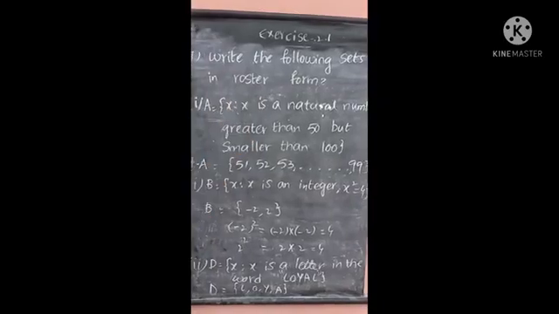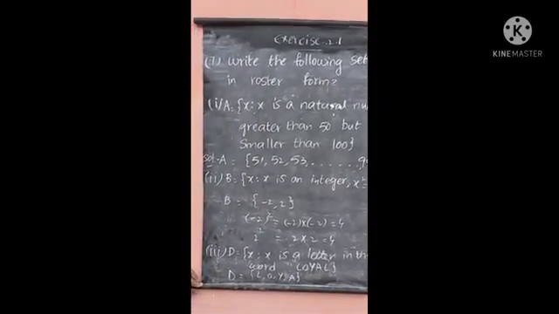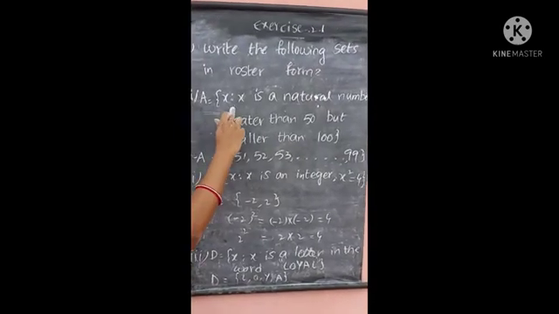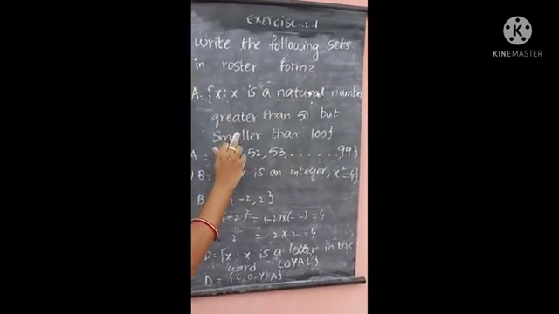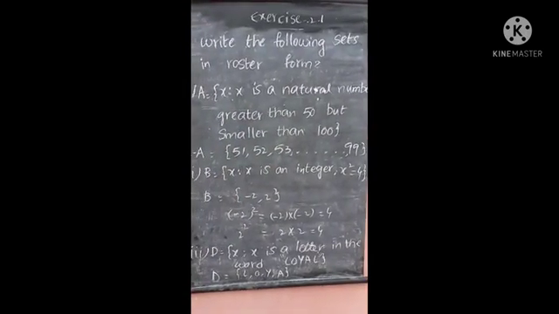Write the following sets in roster form. Again they are asking for roster form for the given sets. What is the question? A is equal to x such that x is a natural number greater than 50 but smaller than 100. Here these are the natural numbers.